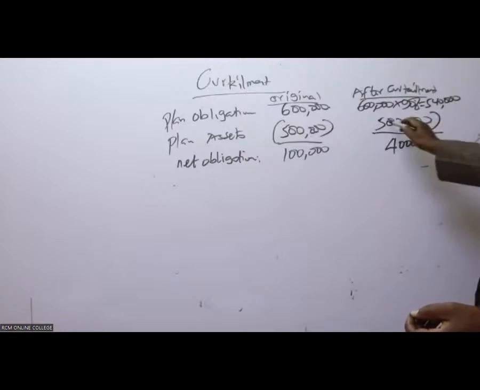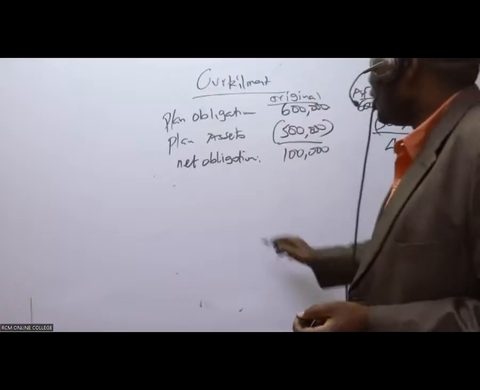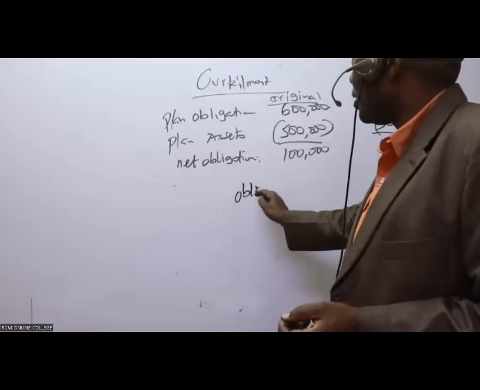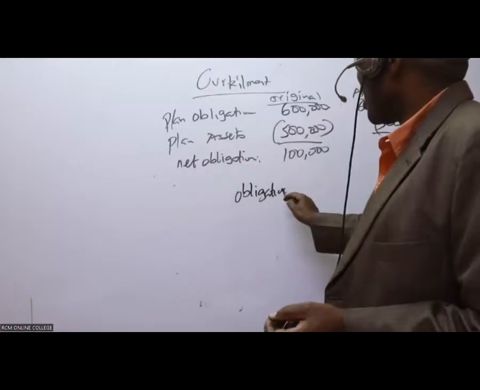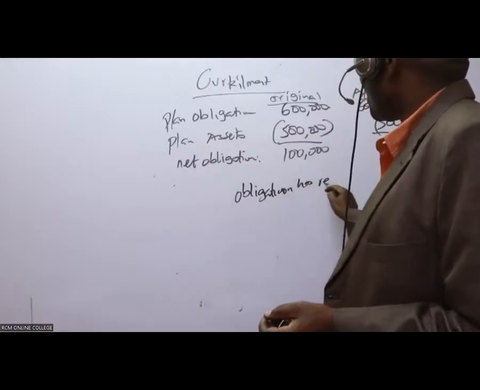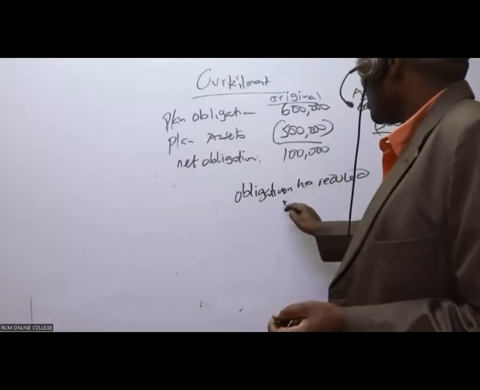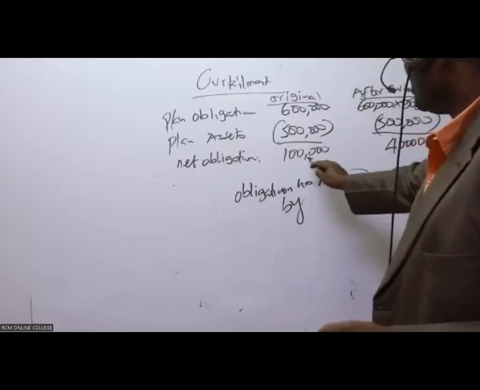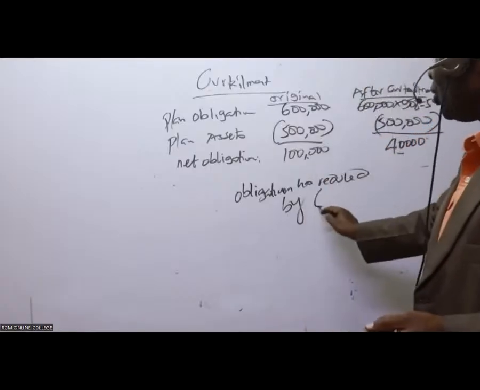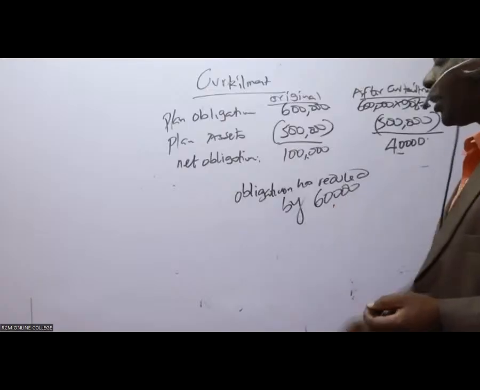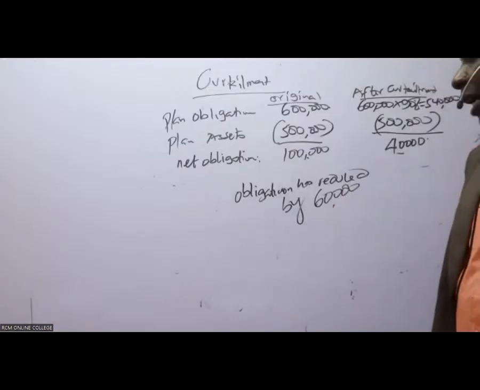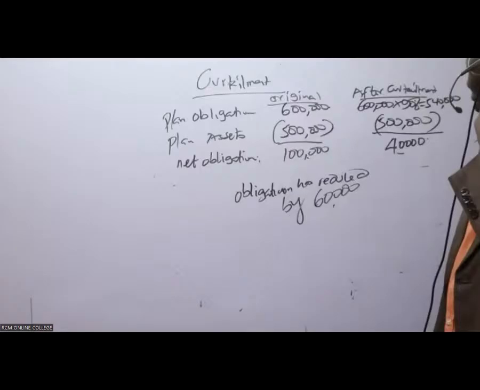This minus this, 40,000. So in short, ladies and gentlemen, the obligation has reduced by what here? The difference. The obligation has reduced by 60,000. Is it 60,000?